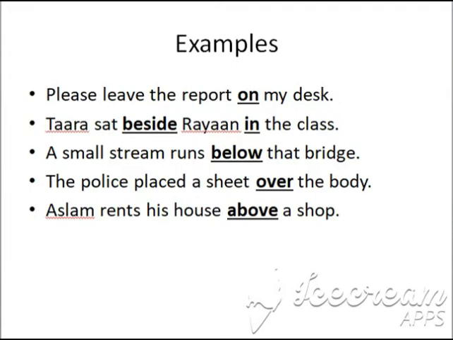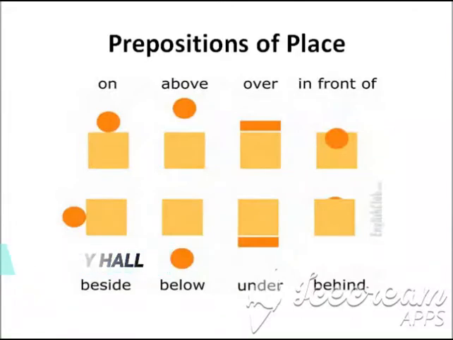The next one is: Aslam rents his house above a shop. Above a shop means Aslam's house is situated above that particular shop. Also, you need to clearly understand and differentiate the meanings of above and over. Both prepositions have different meanings and you need to use the most suitable preposition in a sentence.